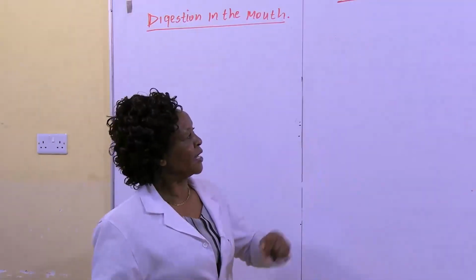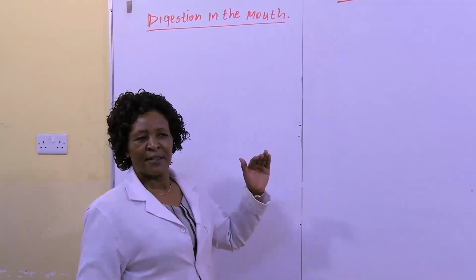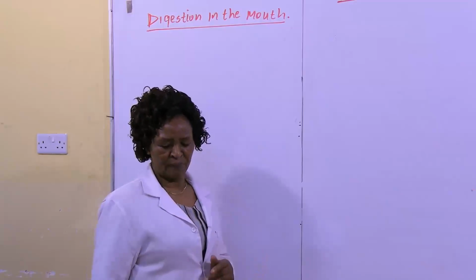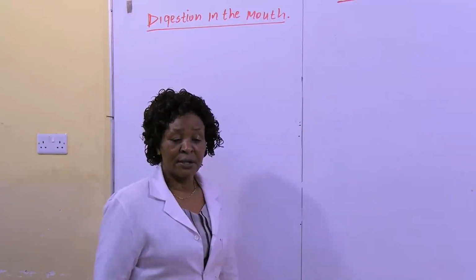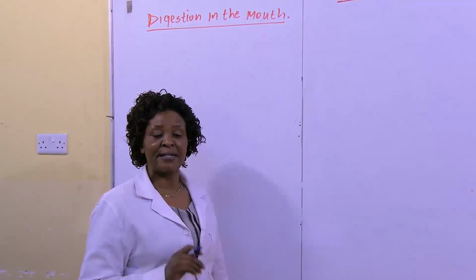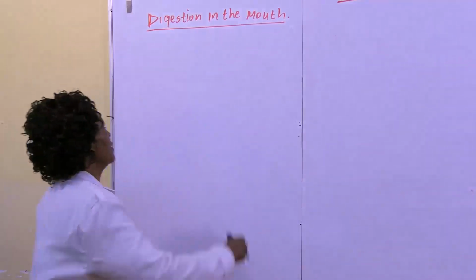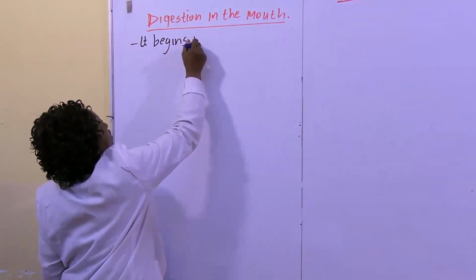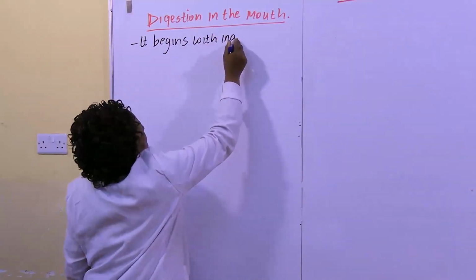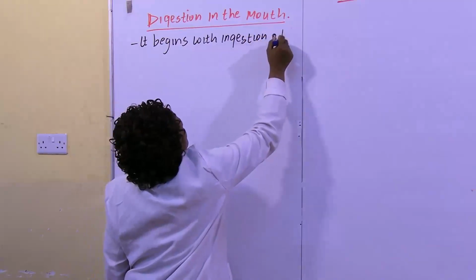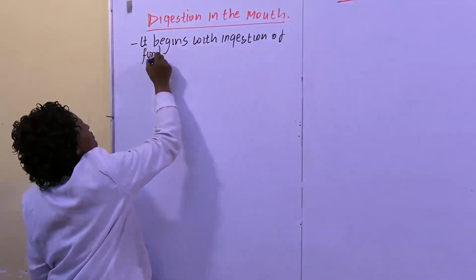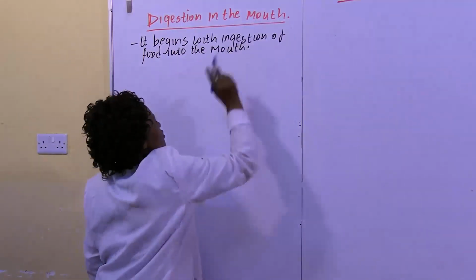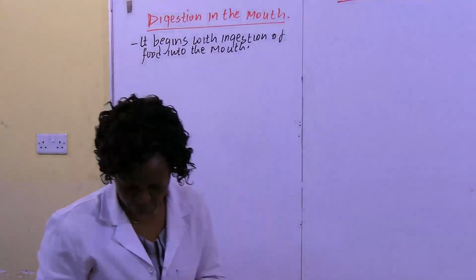Remember, we did look at the alimentary canal. The first part was the mouth, and therefore let us look at what happens in the mouth. Digestion in the mouth begins with ingestion of food into the mouth. So digestion will only occur after ingestion.